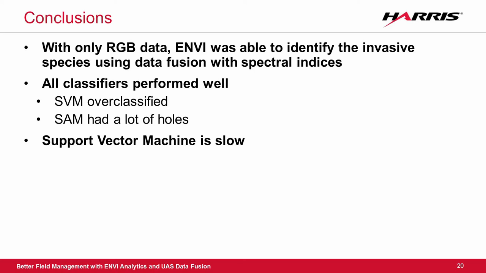We jumped pretty quickly through those classifications at the end. One of the big things is that the SVM is very slow. Spectral angle mapper and minimum distance took about 45 seconds. A support vector machine takes about an hour, so it's not a super fast process.